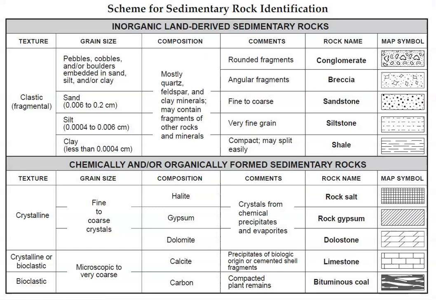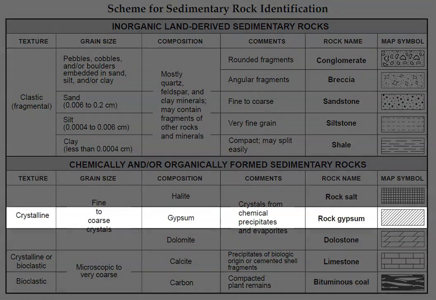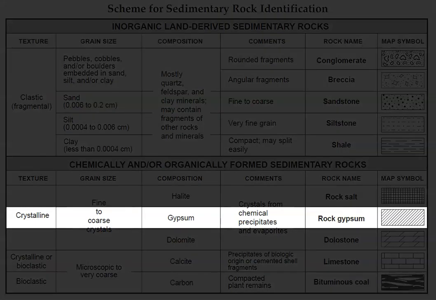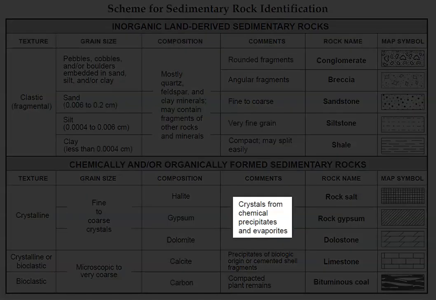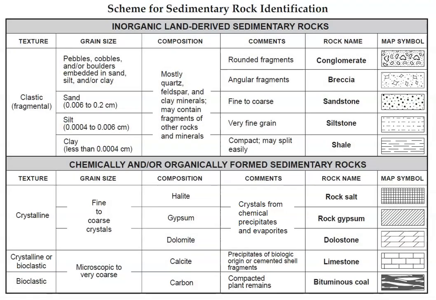Looking at an example from the bottom of the chart, under the chemically and/or organically formed sedimentary rocks, we take a look at rock gypsum, the second entry. Under comments, you'll notice it says crystals from chemical precipitates and evaporites. Rock gypsum, rock salt, and dolostone all precipitate out of seawater. So there's dissolved minerals within water. When the water evaporates, it leaves behind the solid crystals.